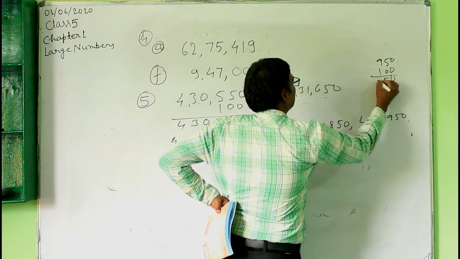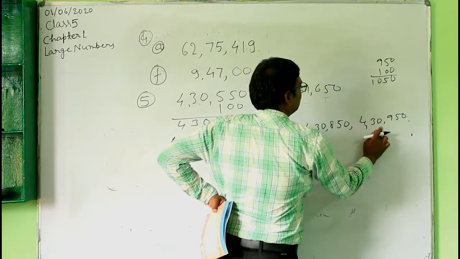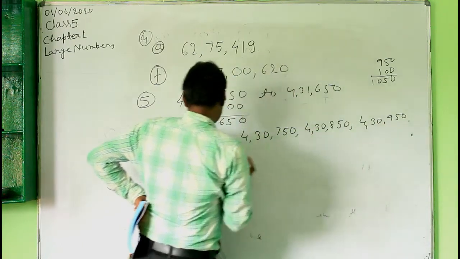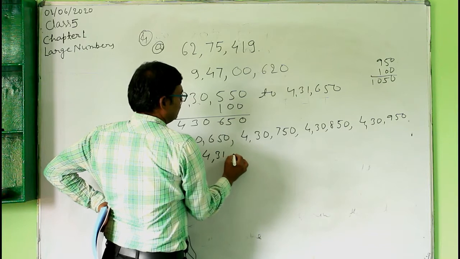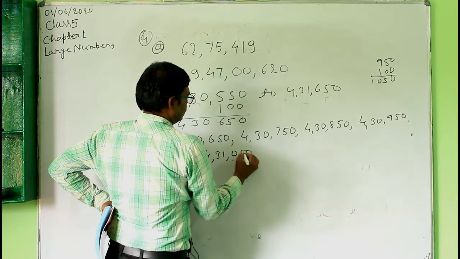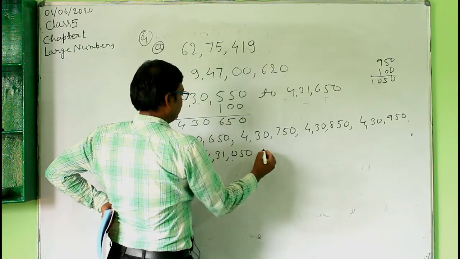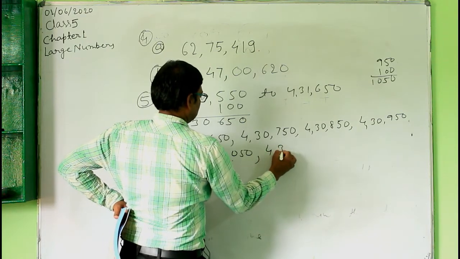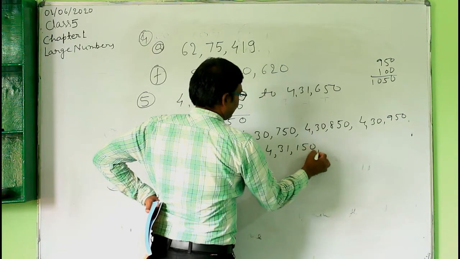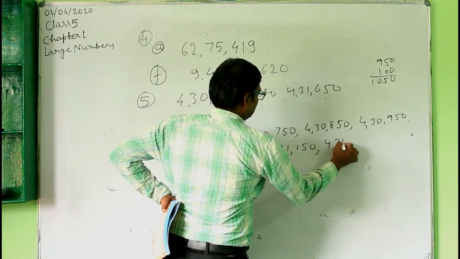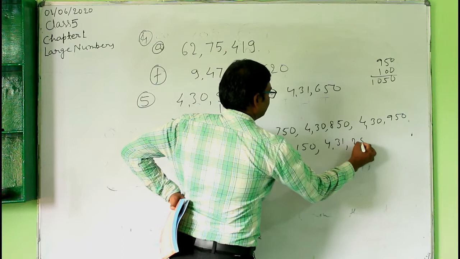It will be 0, 5 and 10. So here it will be 1, 0, 5, 0. So the next number is 4, 3, 1 and then 0, 5, 0. So next will be 4, 3, 1. Now add 100 to this number, that will be 150. The next 4, 3, 1, then here 250.